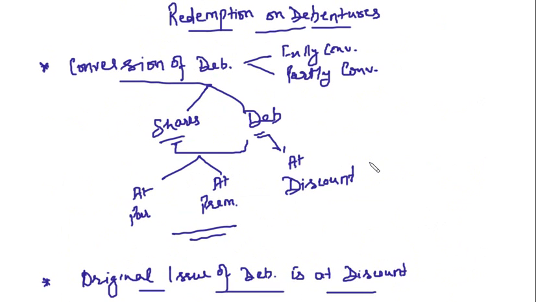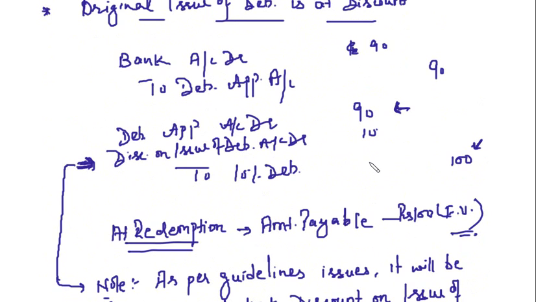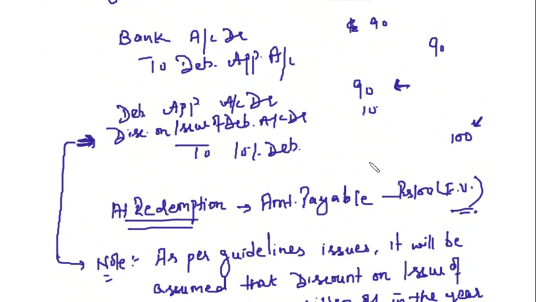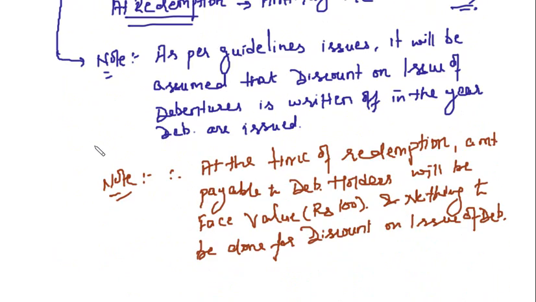Is this clear, friends? So this was the small point that I wanted to discuss with you, that if the debentures are issued at a discount, then how to treat this discount at the time of redemption. You will just give the note that it is assumed that discount on issue of debentures has been written off in the year the debentures are issued. Right? And what will be the amount payable at the time of redemption? Amount payable will be the face value of debentures, and not the discounted value. It will be the face value. Clear, friends?